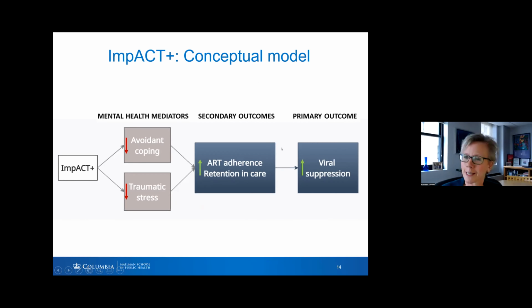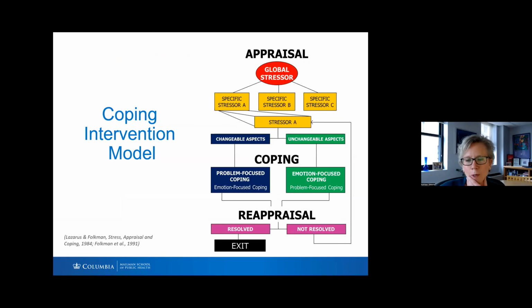The question is, if we are able to show an effect on the clinical outcomes, are we then able to show that those are due to a reduction in avoidant coping, and separately, reductions in traumatic stress? So essentially the idea is, can mental health improvements result in viral load suppression? That's the conceptual model. So how does one come to this?